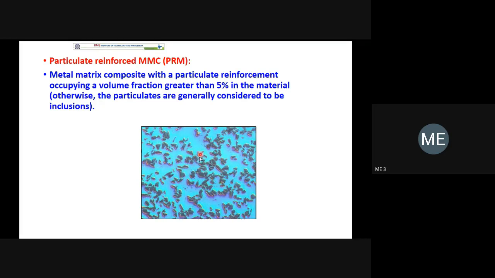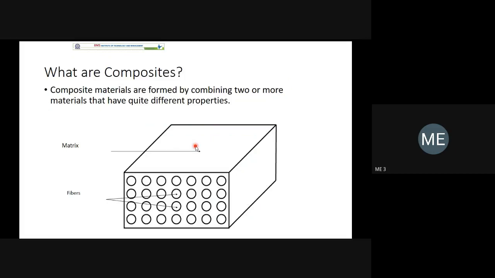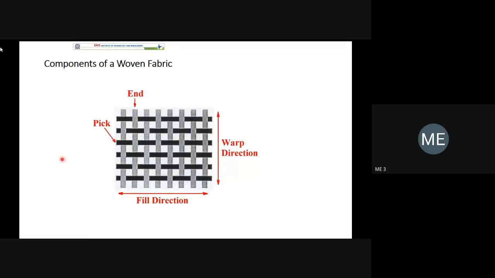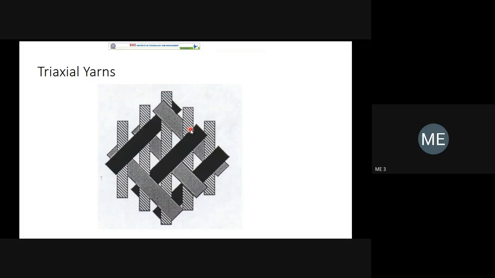Particles in the composite material, especially in the metal matrix composite, and the background, almost a greenish color or sky blue color, that is the matrix material. This is a schematic diagram. The composite consists of matrix as well as the fiber. This is one more example. These are the examples for the fiber. Even if it is a two-dimensional composite, the fibers are oriented both in x direction as well as y direction. This is referred to as triaxial arms.